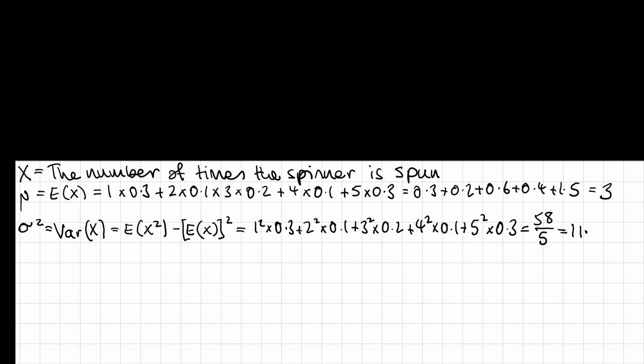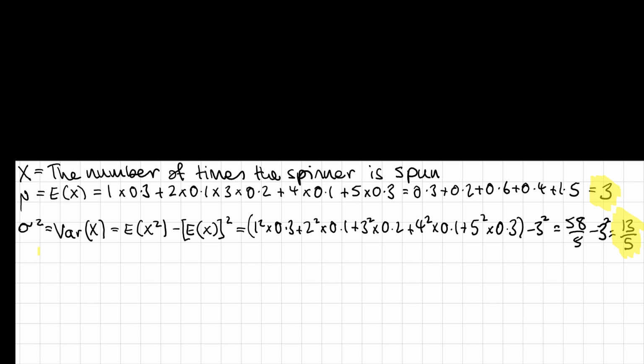which is equal to 11.6. And then, actually this whole calculation here is E of X squared, so strictly speaking I should put this in brackets and put minus 3 squared on the end. So that gives 58 over 5 minus 3 squared, and that's 13 over 5. Okay, so I've got my population mean 3 and my population variance 13 over 5.